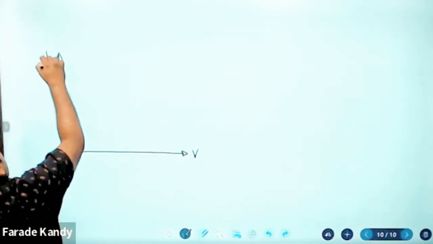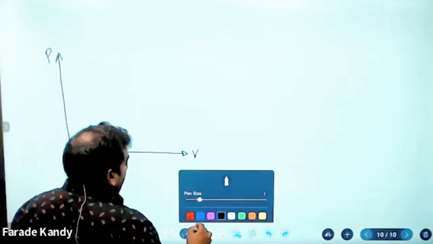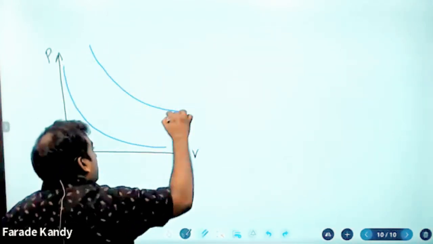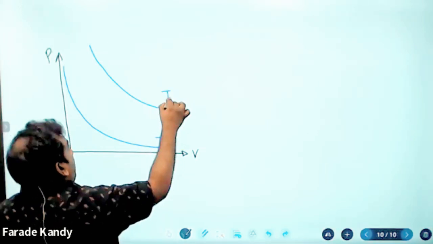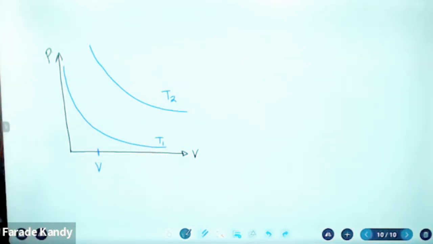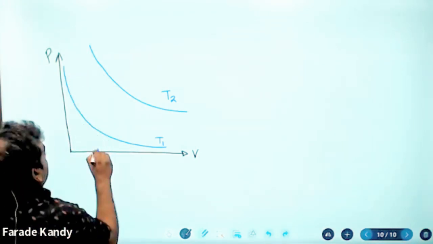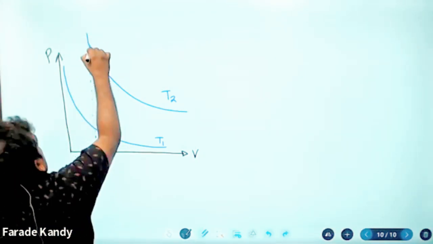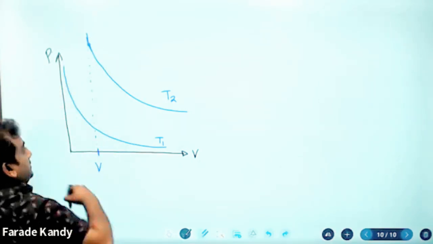Constant volume. Temperatures are different, so two isothermal lines. One will be T1, one will be T2. Constant volume means V is the same. Constant volume means a line like this, no? Right.